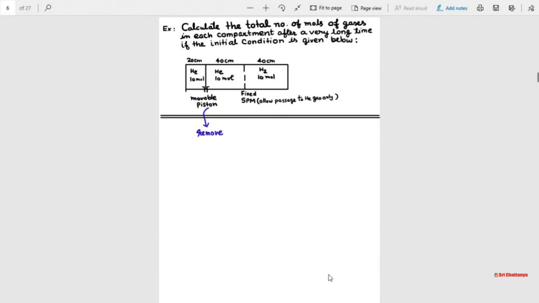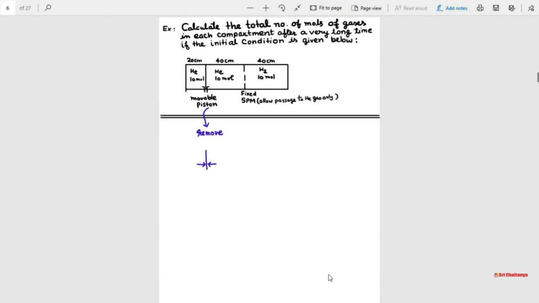And here it is mentioned that this is a fixed semi-permeable membrane, which allows passage of helium gas only. So helium gas can pass from this container to that container, right? It only allows the passage of helium gas. One thing about the movable piston: we are assuming that it is frictionless, there is no friction in this. So on a moving piston there is a pressure from both sides, right?